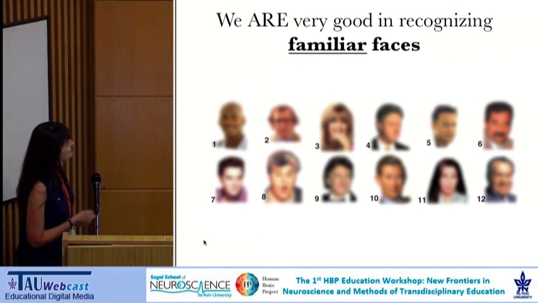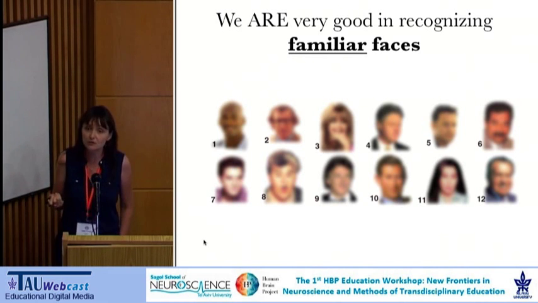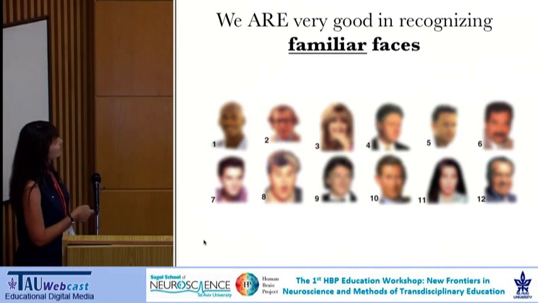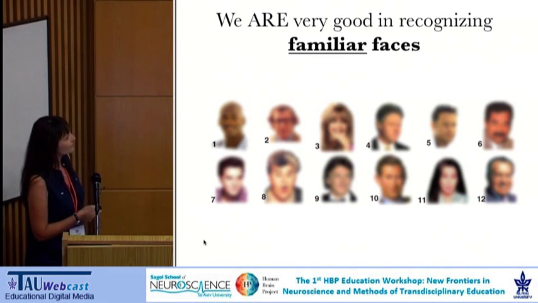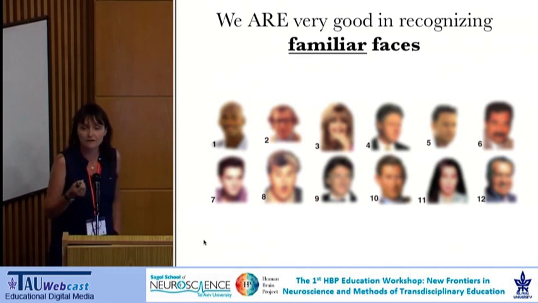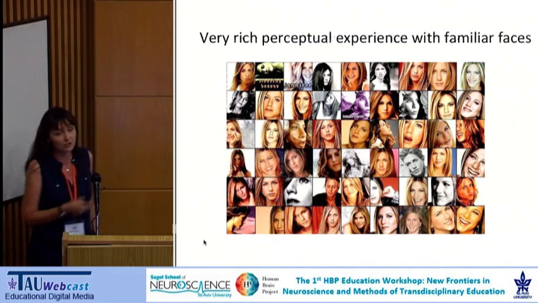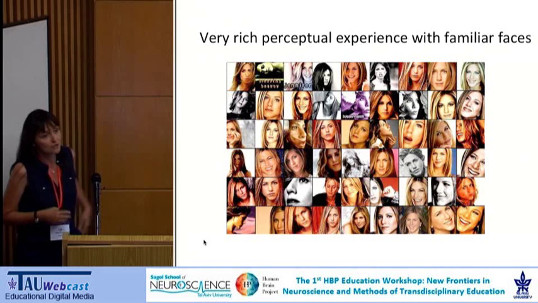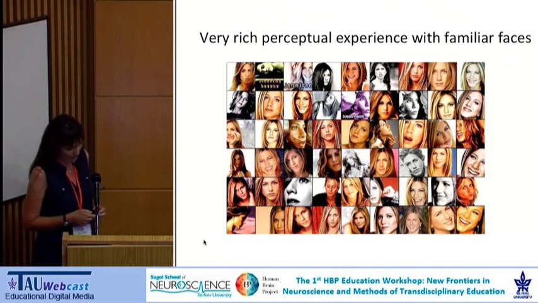So these are faces of familiar people, and even when the visual quality of the images is very low, you can easily tell that this guy is Woody Allen, and this one Bill Clinton, and this is Saddam Hussein. So although the quality of the image is very low, we've seen those faces so many times before, we have such rich perceptual experience with these faces, that even if I show you the image in very poor quality, you can still recognize it.